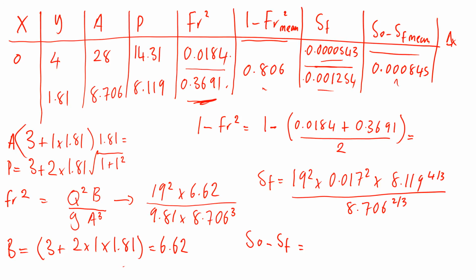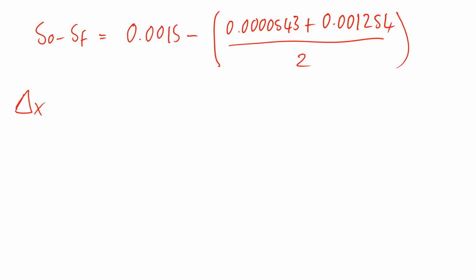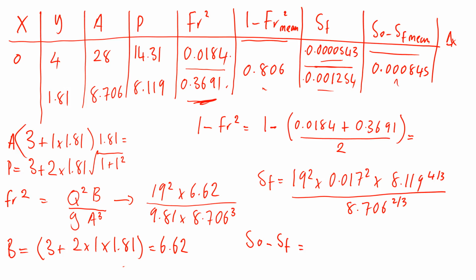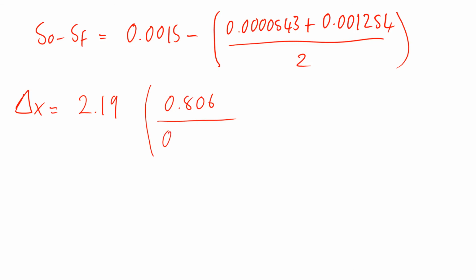So now when you're doing delta x, delta y is again 2.19. But this time you do 1 minus f of r squared, so it's 0.806 divided by 0.00845, and the value you get for that is 2088 meters.